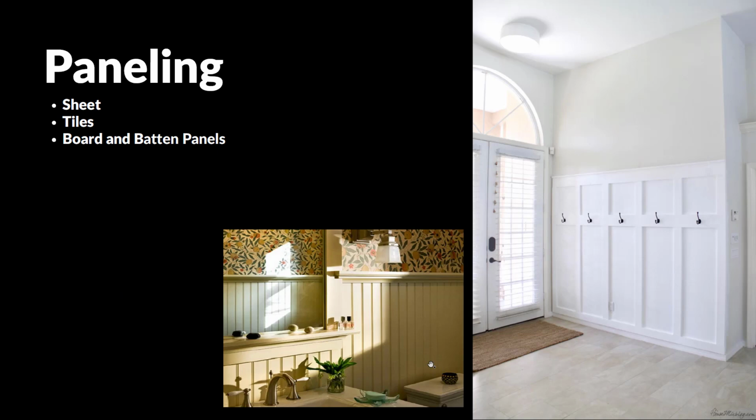We can also have board and batten panels. So this is where we get into things like wainscoting and that type of look, which we'll be talking about more. And these can be low, cover the entire wall, or anywhere in between. But paneling in that board and batten fashion is a great look and can really finish off a space.